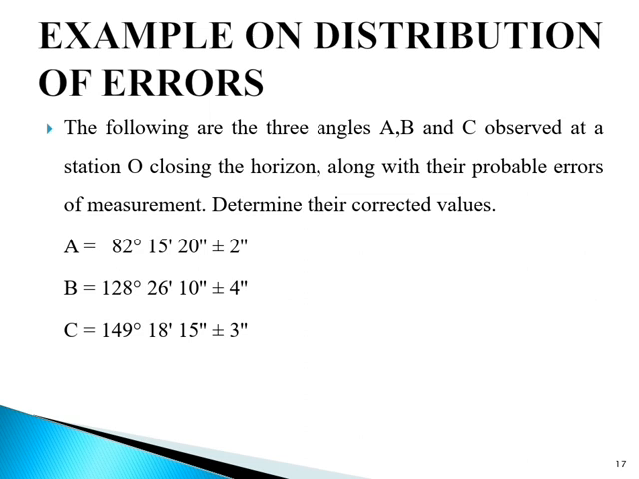So here is the data, you can write it down. The following are the three angles, say A, B and C, observed at a station O closing the horizon, along with their probable errors of measurement. Determine their corrected values. A is equal to 82 degrees 15 minutes 20 seconds, plus or minus 2 seconds. B is equal to 128 degrees 26 minutes 10 seconds, plus or minus 4 seconds. And C is equal to 149 degrees 18 minutes 15 seconds, plus or minus 3 seconds.